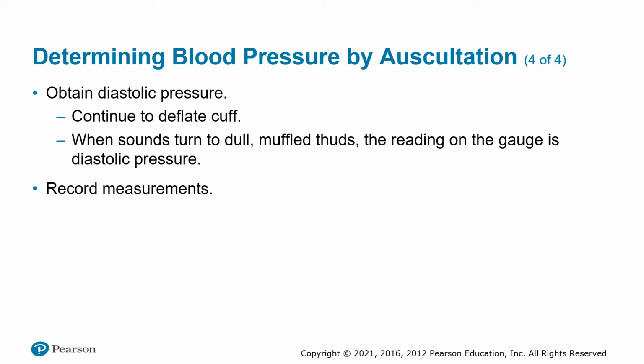Diastolic pressure. When you continue to deflate the cuff, the sound turns to dull, muffled thuds. That's that third Korotkoff sound, or that fourth Korotkoff sound, and the reading on the gauge is the diastolic pressure. Yes and no, you can use that, or you can use when the sound goes away altogether. And that's what I would suggest, altogether.